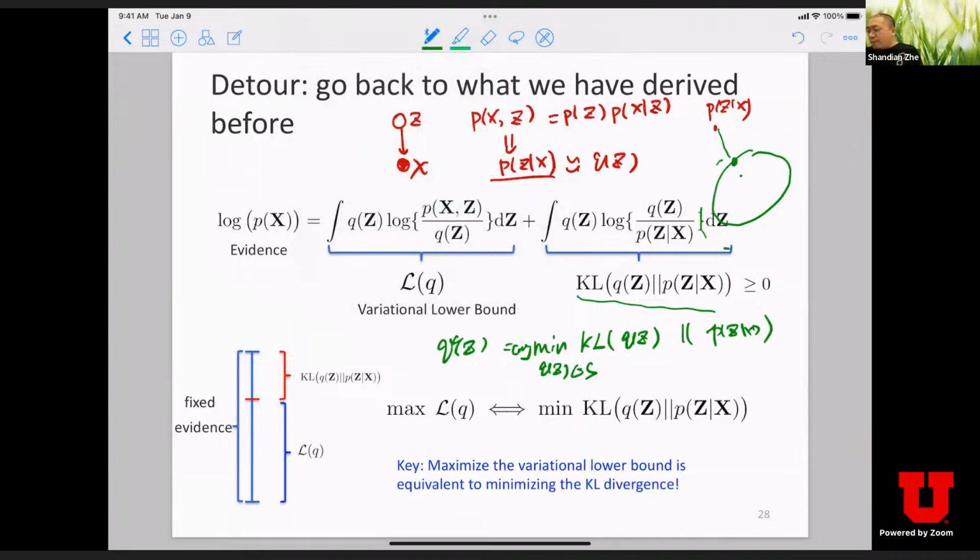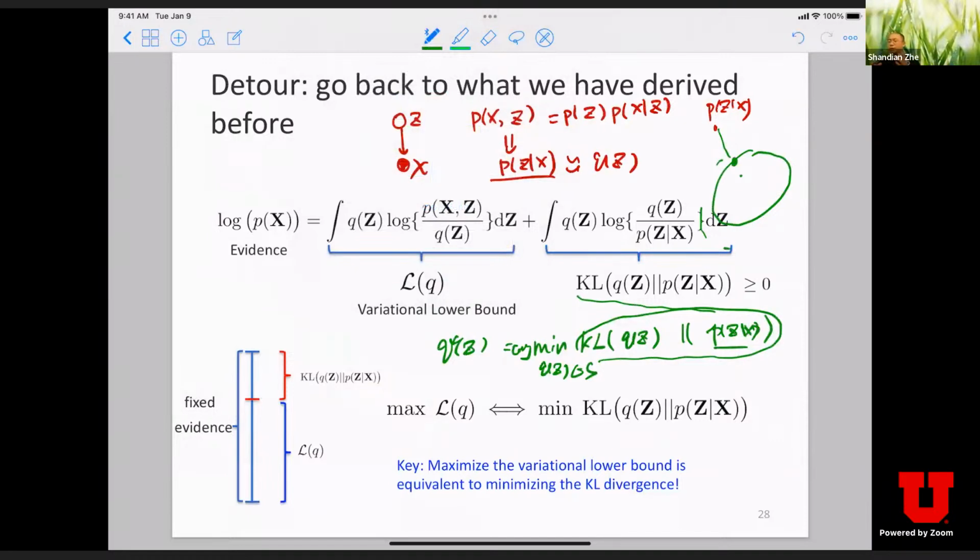But there's a problem. You cannot directly compute this KL divergence because you need to compute the exact posterior. If you were able to compute the exact posterior, why would you need to approximate? So in practice, you have to avoid explicitly minimizing this KL divergence.